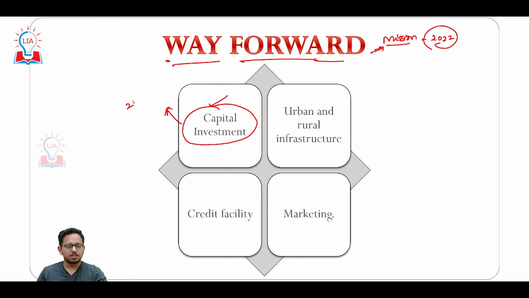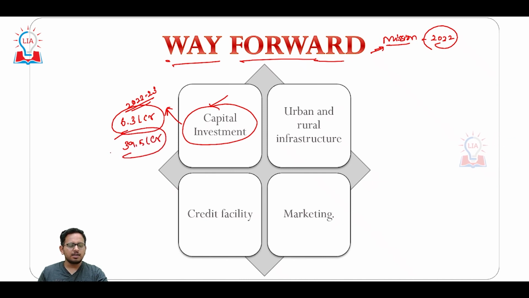Recently in the budget 2022 and 23, it was said that India's capital expenditure is somewhere around 6.3 lakh crores. Out of 39.5 lakh crores, India is spending around 6.3 lakh crores on capital investment. This has to increase. Minimum it should reach 40 to 50% of the budgetary expenditure. Only then we can expect the sectors like agriculture, infrastructure and also transport getting their due importance.